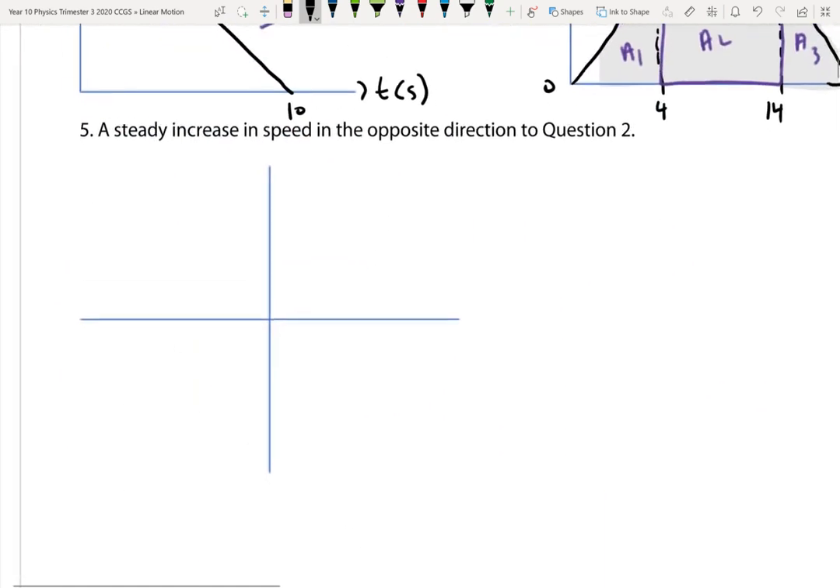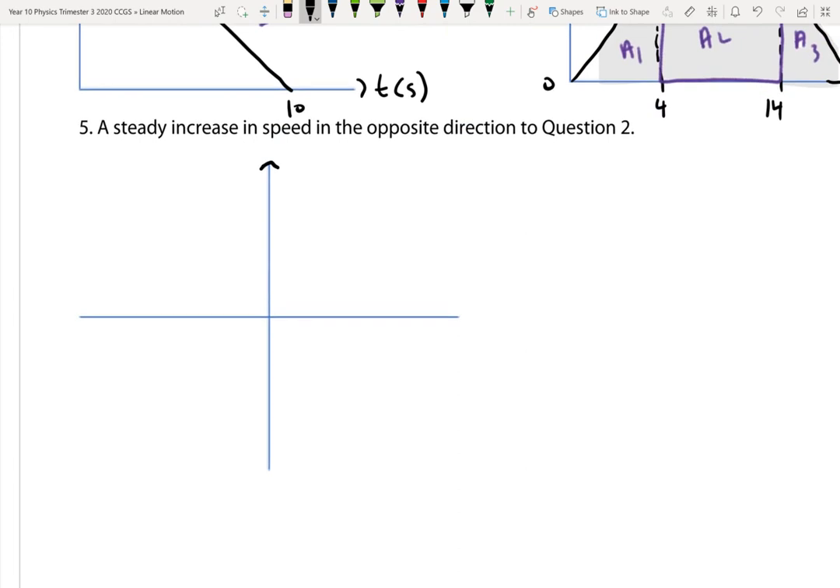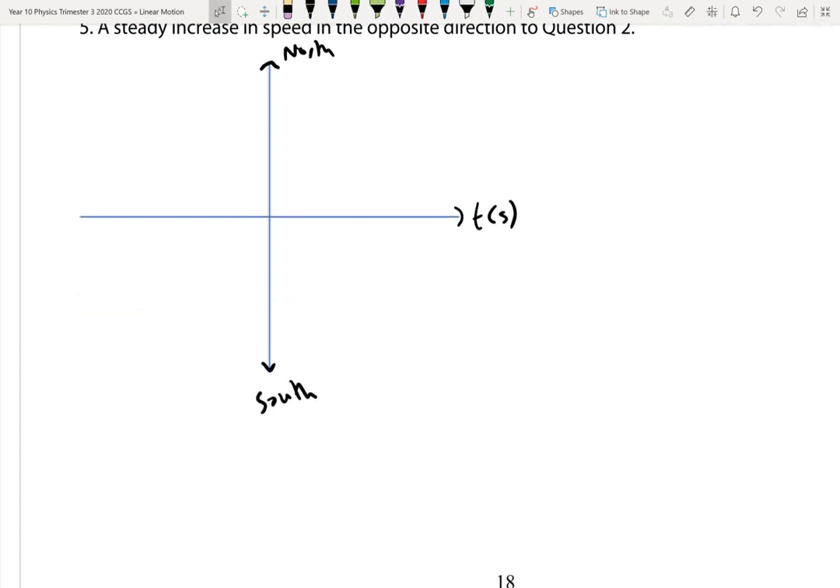Because now, let's go this way. A steady increase in speed in the opposite direction. Well, if that's north, then south is down here. And now I'm going to draw that. Somebody give me a final speed. Whoa. Okay. And somebody give me a time. 5. Well, that's pretty fast.